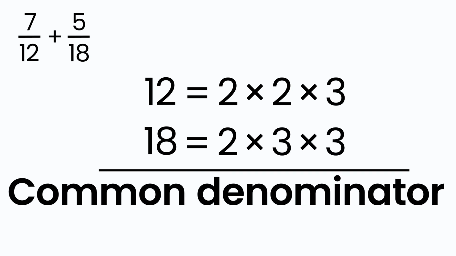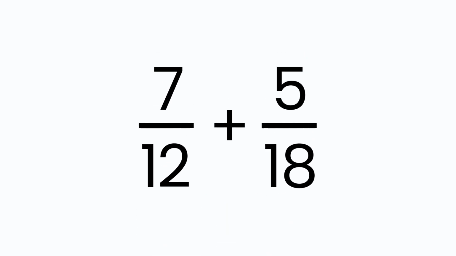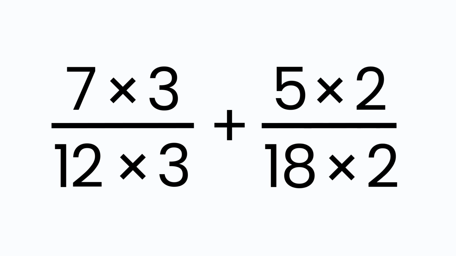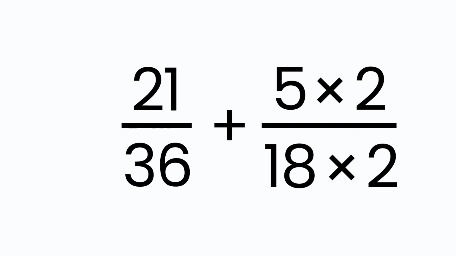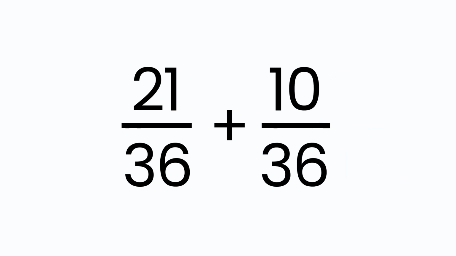The common denominator must then include 2 2's and 2 3's to cover both denominators. 2 times 2 times 3 times 3 equals 36. 7/12 must be expanded by 3, and 5/18 must be expanded by 2. 7 times 3 is 21, and 12 times 3 is 36. 5 times 2 is 10, and 18 times 2 is 36.